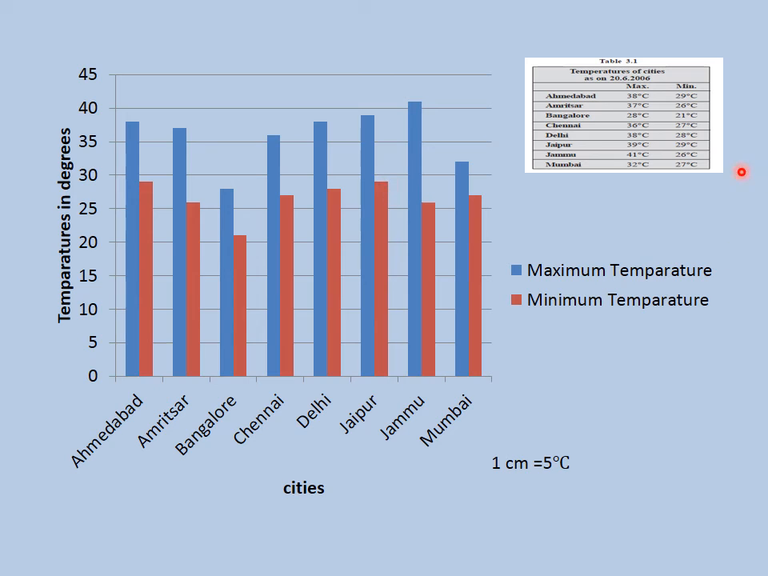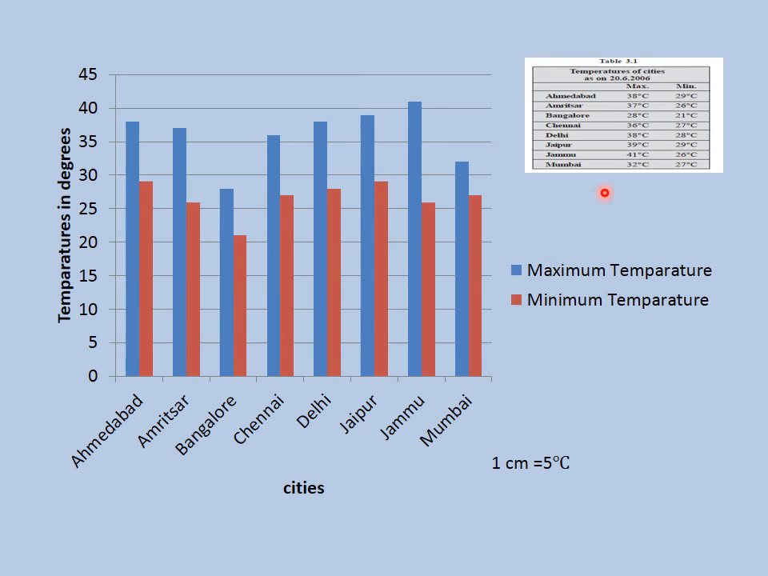29 degrees. Jammu 26 degrees. So it's above 25. 26 degrees is above 25. Next, Mumbai we have 27 degrees: 25, 26, 27. Okay. So this is how we draw the double bar diagram.